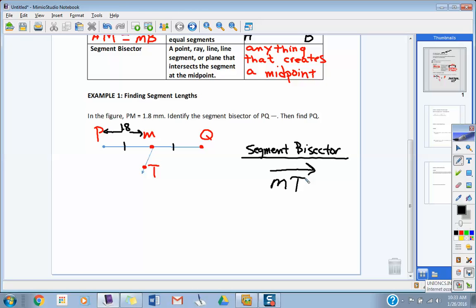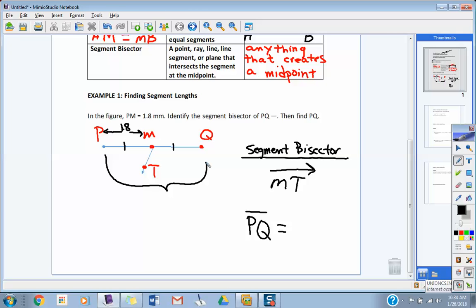Okay? Then the second part of this says, once you've identified that segment bisector of PQ, find what distance, guys? P to Q. So P to Q, that segment P to Q. All right, here we go. Well, guys, what do I know? I'm trying to find the distance from P all the way up to Q. What are your thoughts on that? Anybody have an idea on how to find PQ, knowing that M is the midpoint?